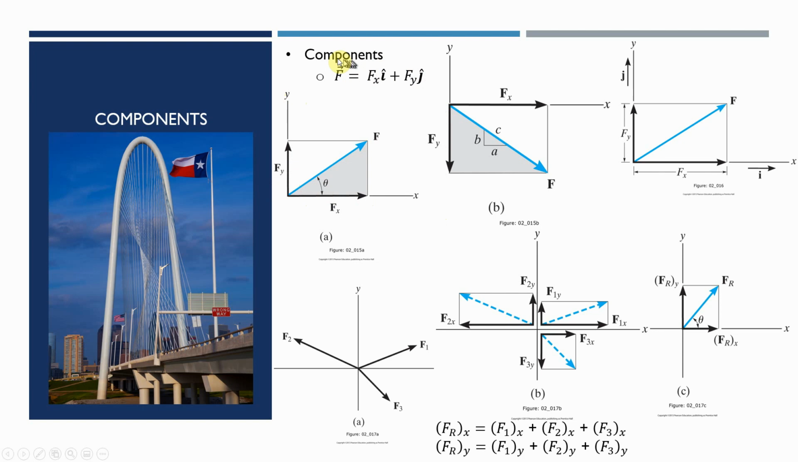So you can see that the F vector is the sum of this vector. We're separating out magnitude, which is Fx, and direction, which is i hat, plus the magnitude in the y direction times the direction j hat. i hat and j hat tell us the direction. Fx and Fy tell us the magnitude.